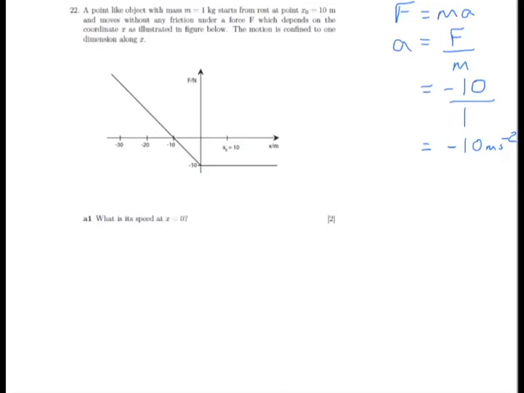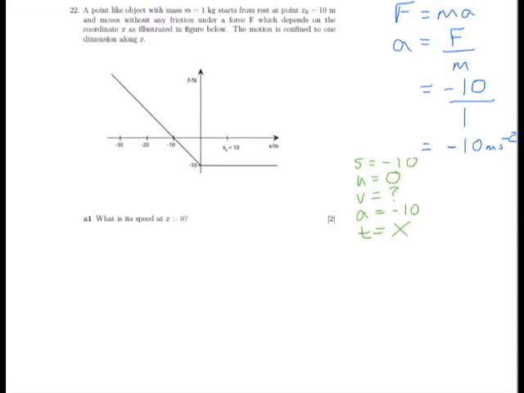So let's begin by writing down our SUVAT s here, the displacement. Well, we're starting off with a position of 10 and finishing at a position of 0. So actually the displacement here along the x-axis is negative, it's minus 10. Our u, our initial speed, is 0, it's initially at rest. v is what we're trying to find out. We've just calculated our a to be minus 10, and we don't care about t.